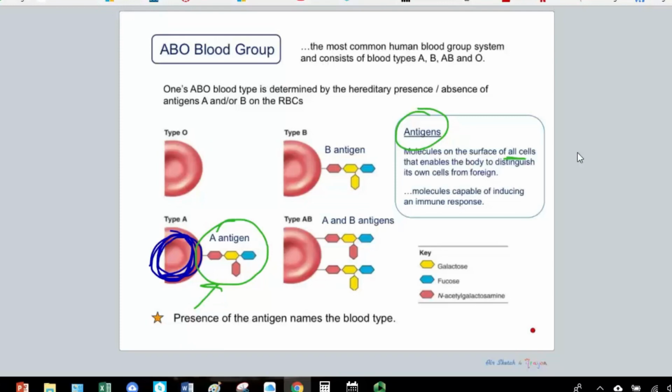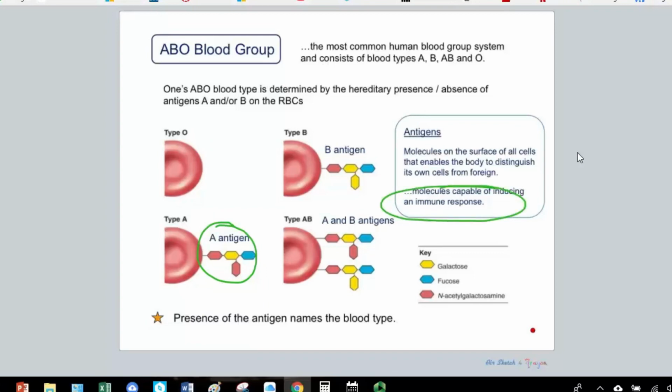What they do is enable the body to distinguish its own cells from foreign. The immune system uses these antigens to make sure that the cells in the body are cells of our own, from our own self, and they're not foreign. In that same regard, these antigens are molecules that are capable of inducing an immune response. If you have an antigen in your body that's not your own antigen, then the immune system is going to recognize that, and it's going to cause an immune response.